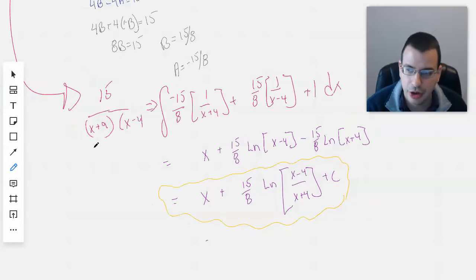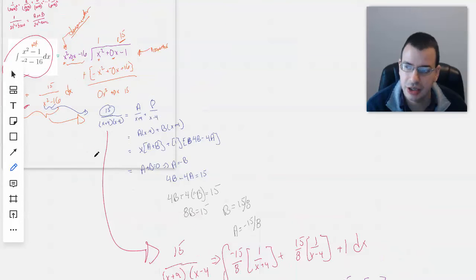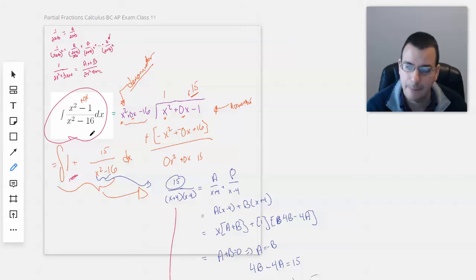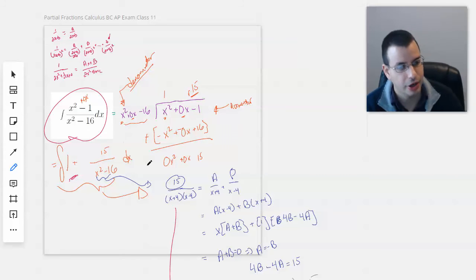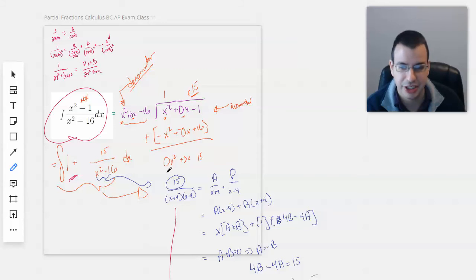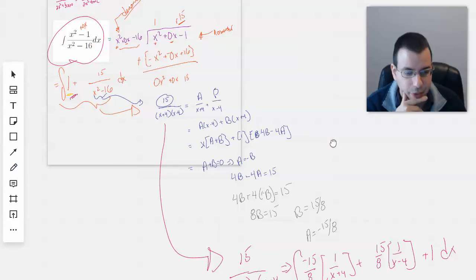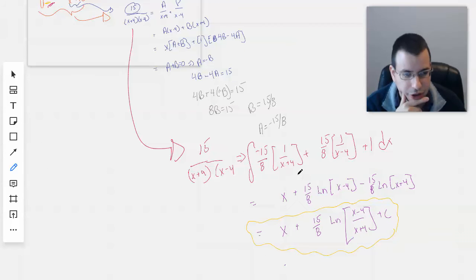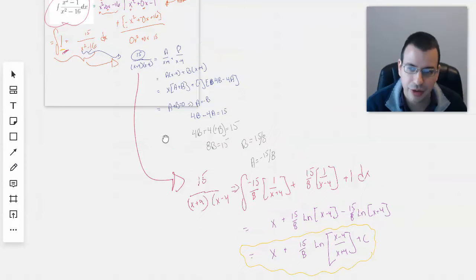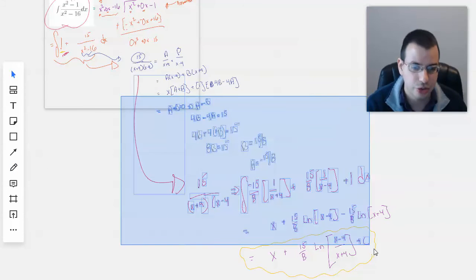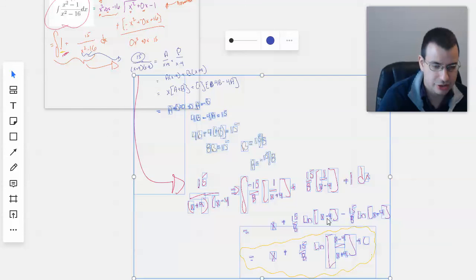And on this problem, since the denominator was the same order as the numerator, we had to do long division first to take off the, we basically got a 1 on the side. And that was one of the last techniques we used for partial fractions.